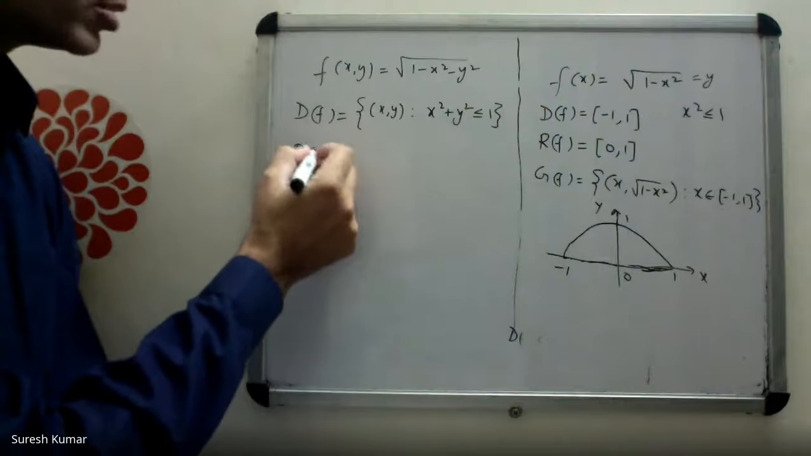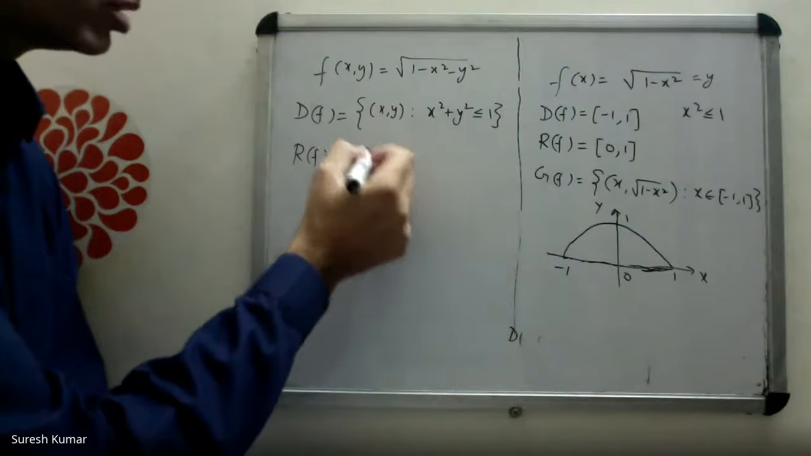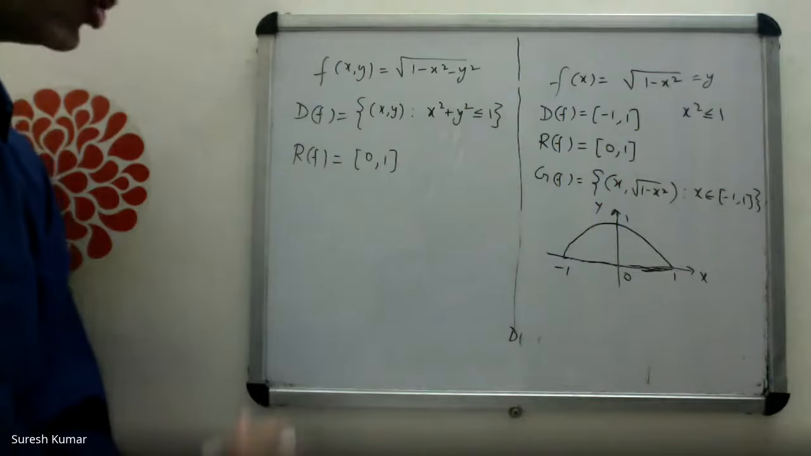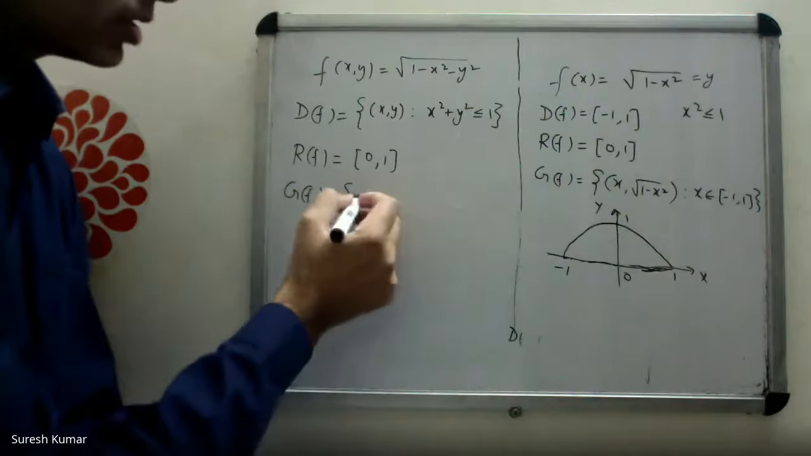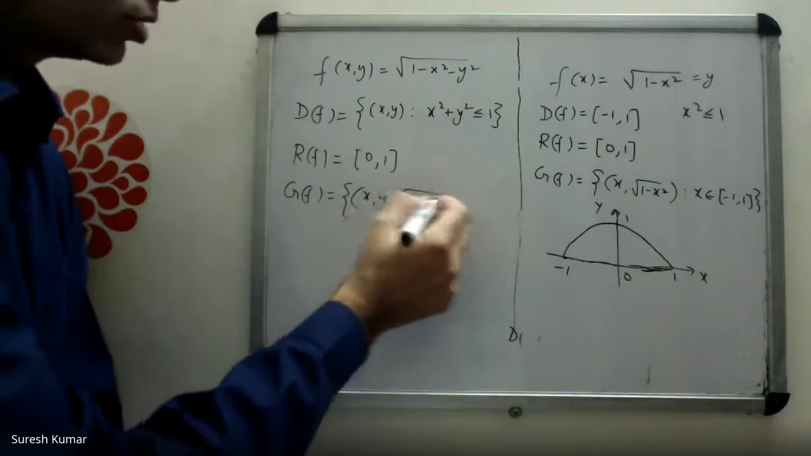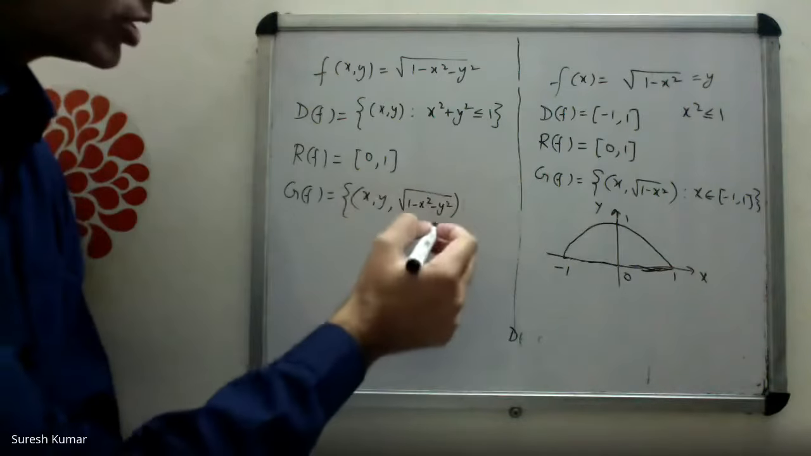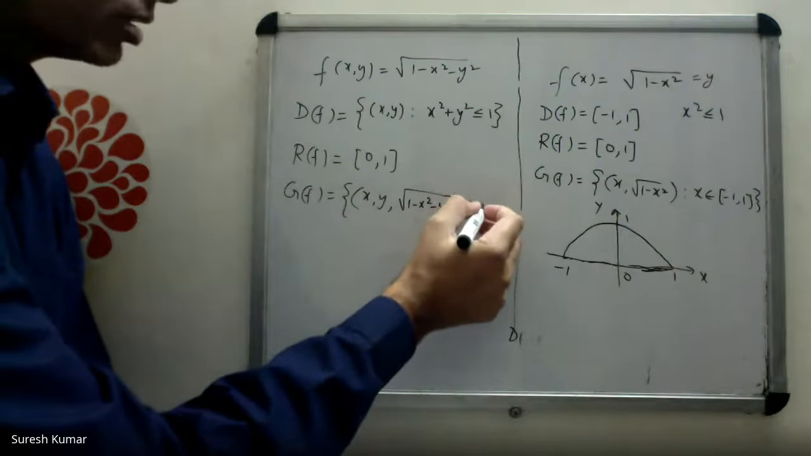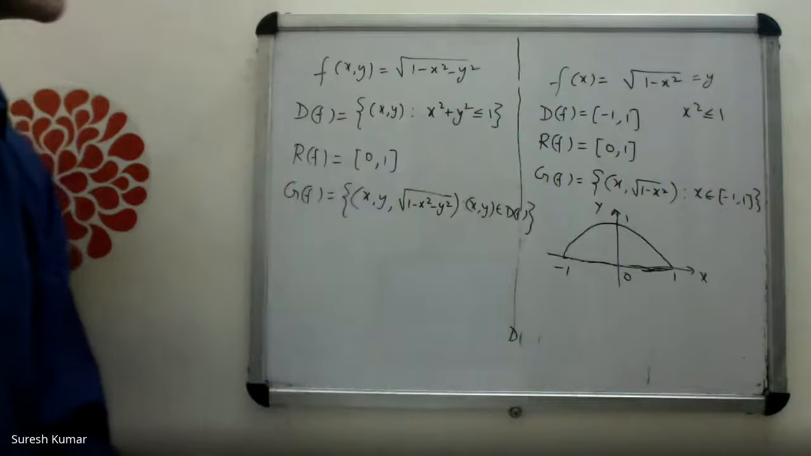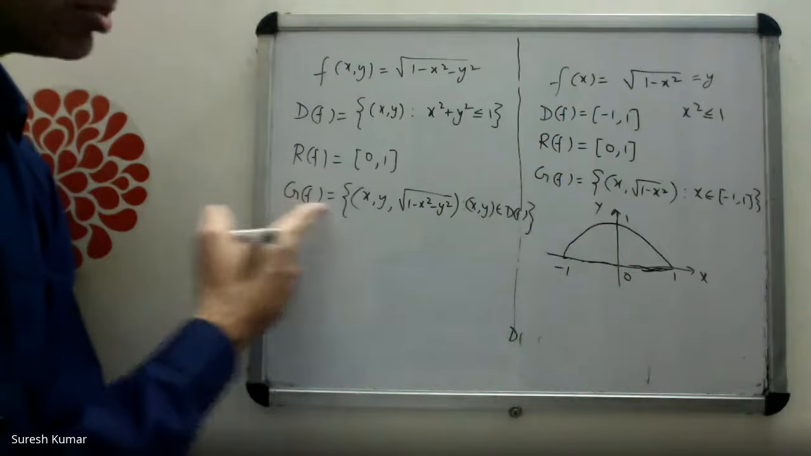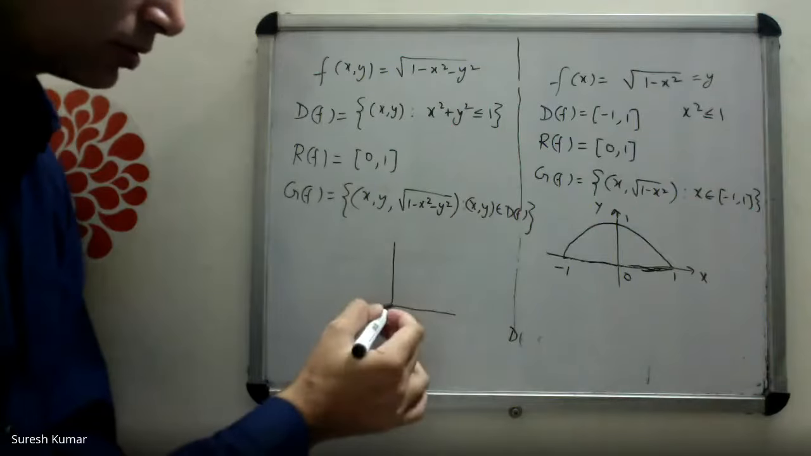What is the range of this? Minimum value 0 and maximum value 1, and intermediate values you will get. Okay, this is the range. Graph, you can write it like this: (x, y, square root of 1 minus x square minus y square). Collection of all these points in space where (x, y) belong to the domain of the function, as defined here. Now, can you display this graph geometrically? Yes. How?